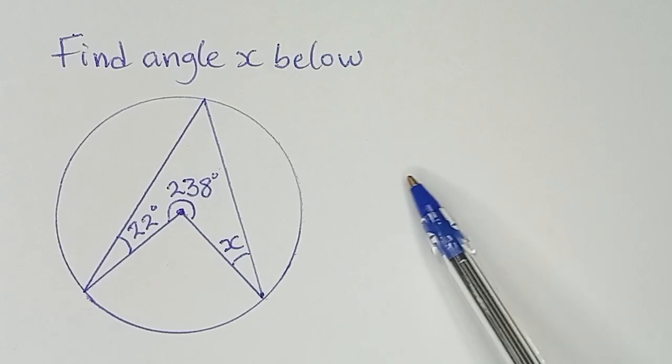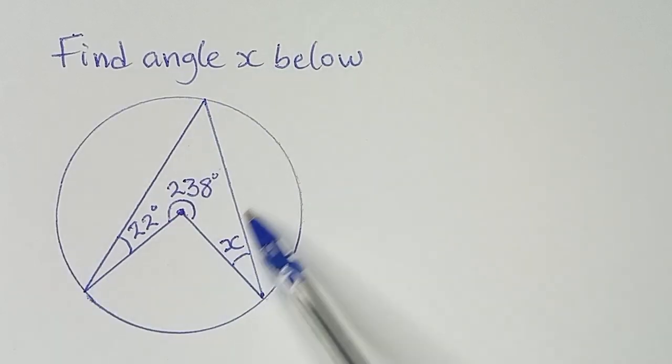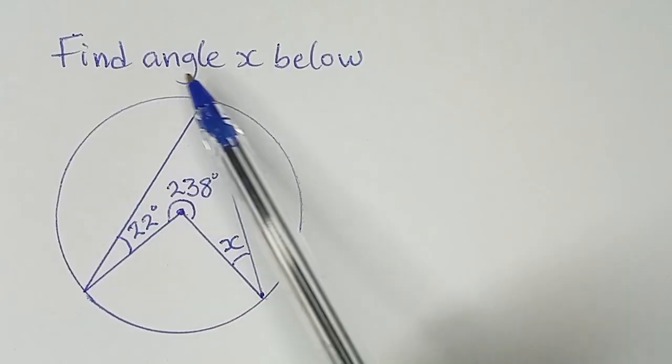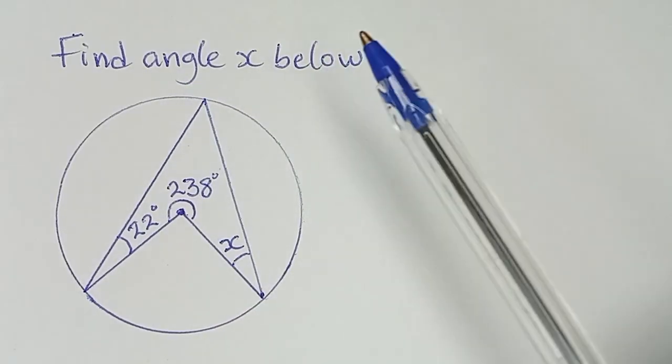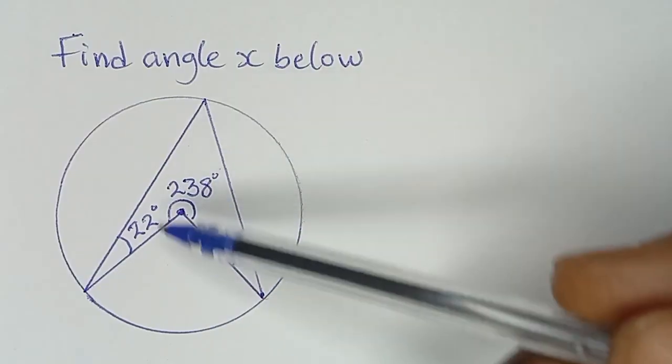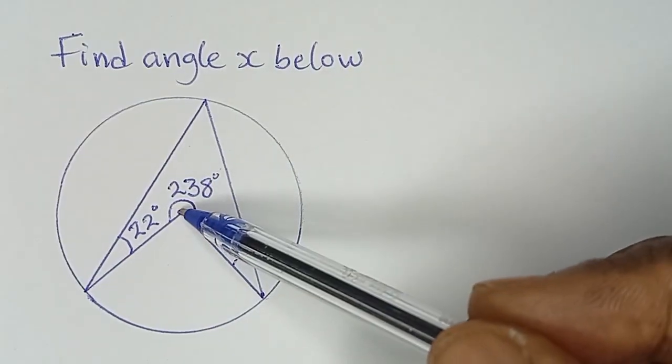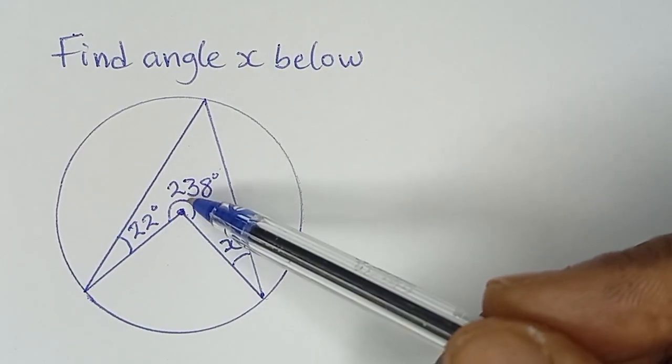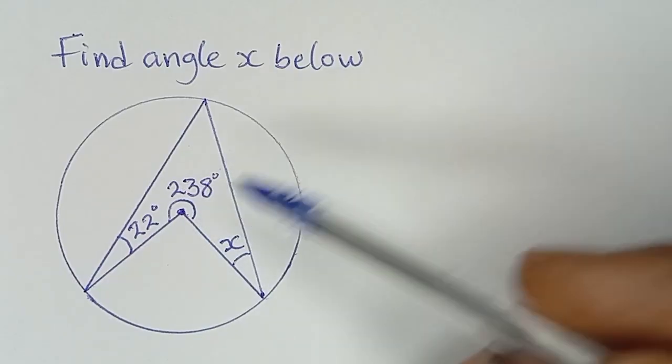Hello, you are welcome. The question on circle geometry here says find angle X below. Now, looking at this shape here, this is the center of the circle and we have this angle 238.